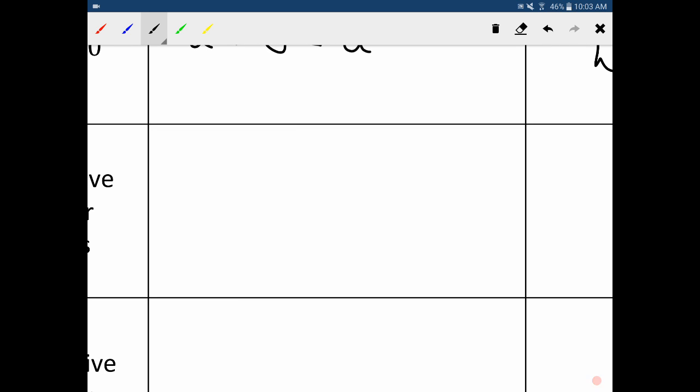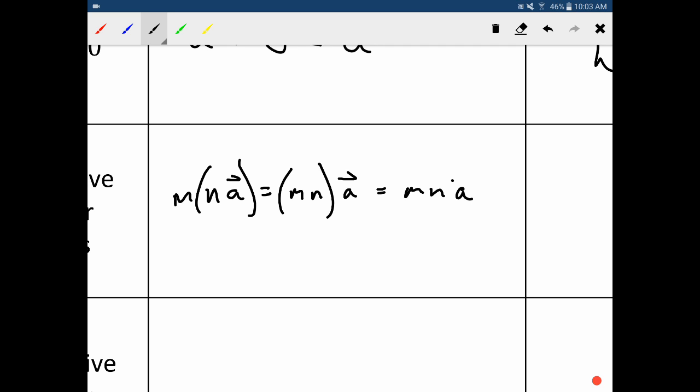So next we've got the associative law for scalars. What this is, if I have M and I multiply it by N, which is being multiplied by vector A, that's the same as if I were to take the M and the N and multiply them and then multiply it by A, or conversely, you just have it as M and A. It doesn't make a difference, okay?